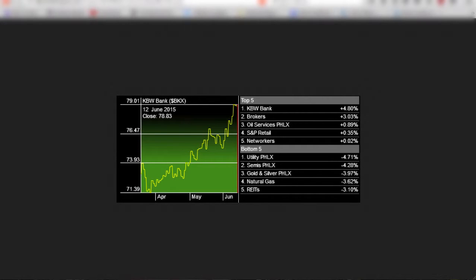Industry rotation the last 2 weeks. All of the top 5 industries are positive and all of the bottom 5 are negative. Bullish, brokers, KBW Bank, and networkers continue in the top 5, with KBW Bank now leading it. S&P Retail has entered the top 5. Gold and silver continues in the bottom 5. Bearish, REITs continue in the bottom 5. Oil Services has entered the top 5. Semis has left the top 5 and entered the bottom 5.